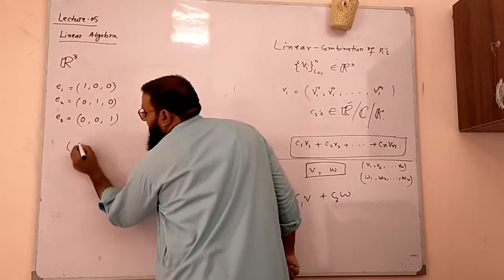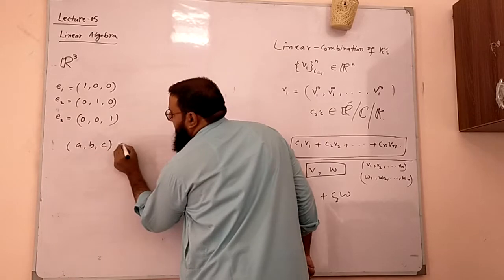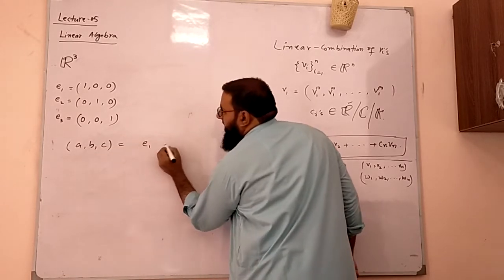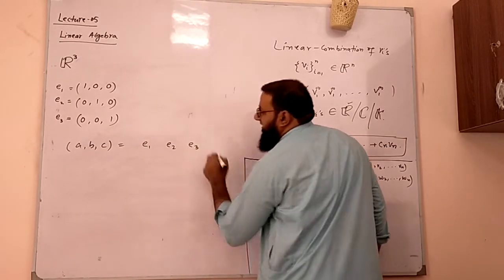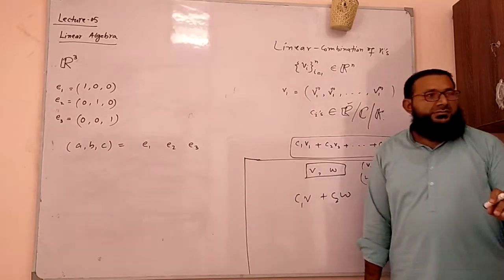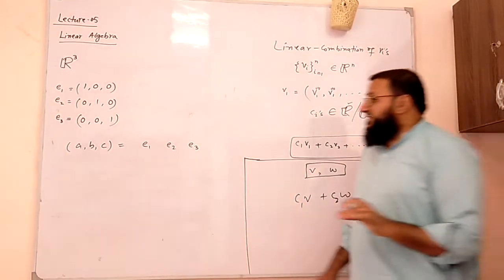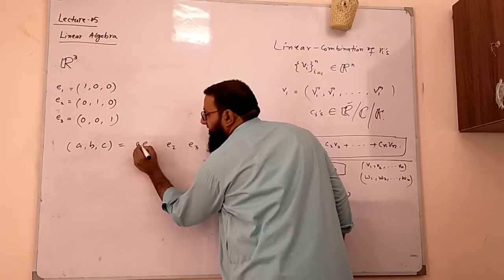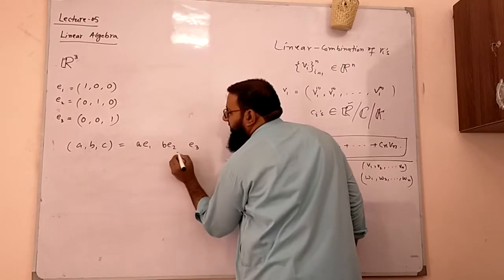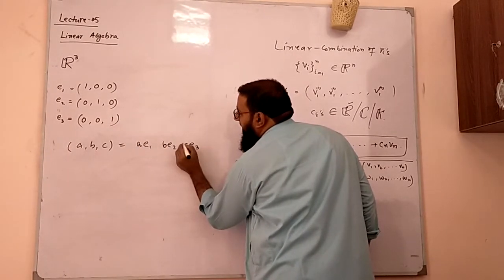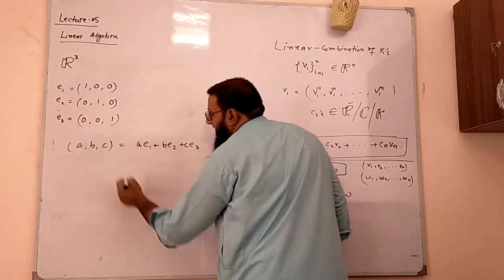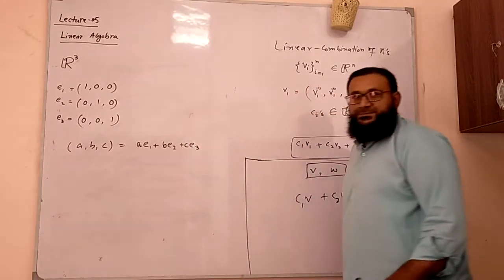So I have a vector A, B, C, any vector. Can I write this as a linear combination of E1, E2, E3? Yes. It means E1 should be multiplied with A, E2 should be multiplied with B, and E3 should be multiplied with C, and then added, then we'll exactly get ABC.